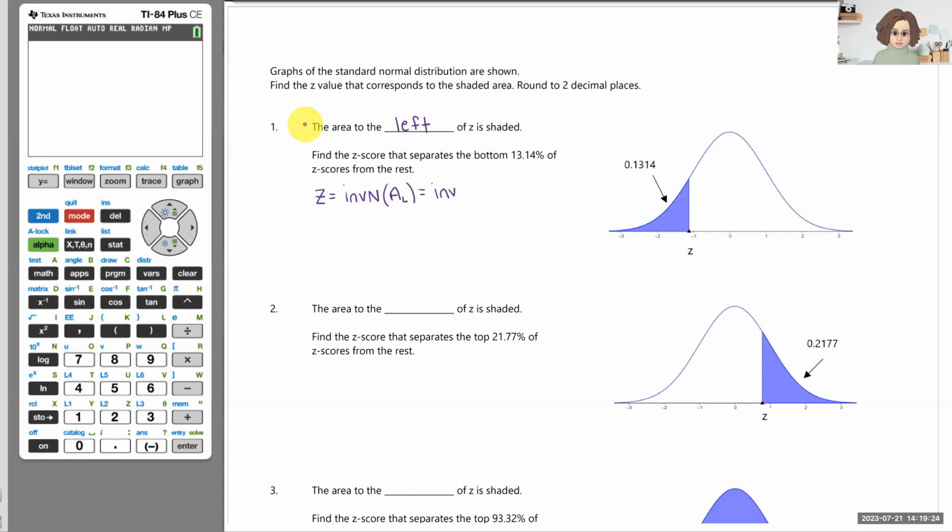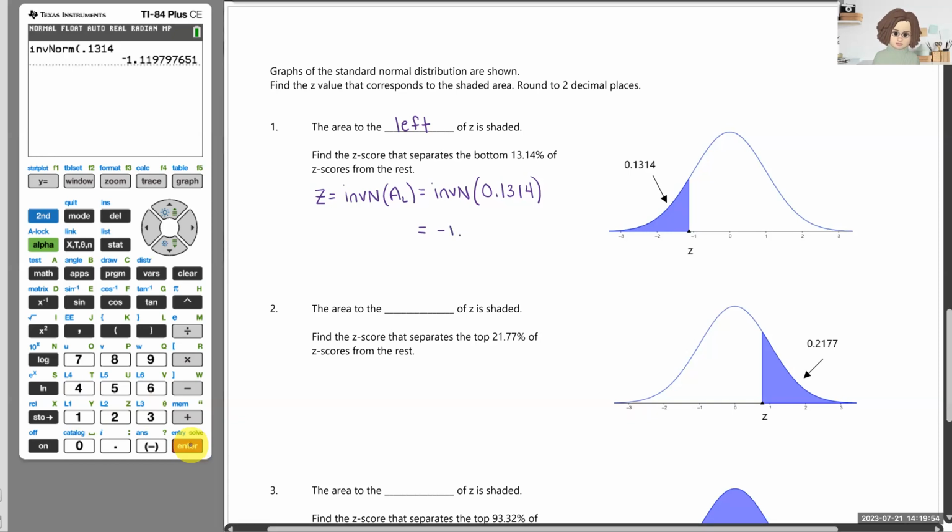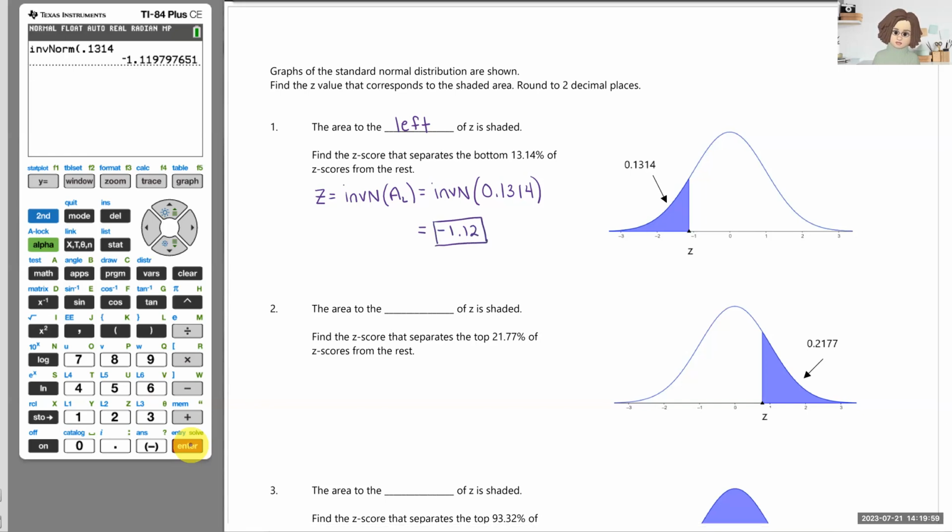So in this case, we just inverse norm 0.1314. And that's all there is to it. We'll come to our calculator and go to our distributions. So second distributions, and then inverse norm 0.1314. We round that to 2 decimal places, so that is negative 1.12. I'll box that in and make sure the answer makes sense.